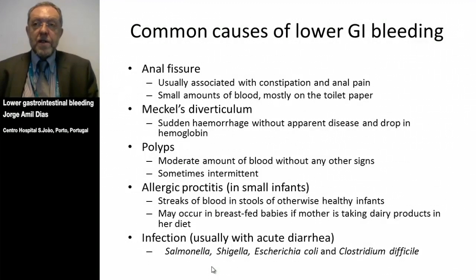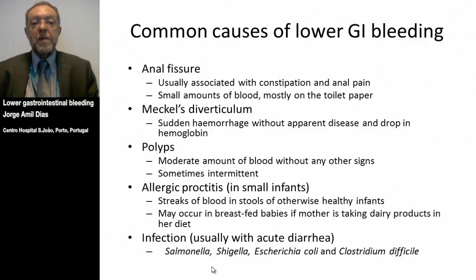After evaluating our patients, we have to keep in mind that common causes are more often the case rather than the rare causes. Therefore, we have to look for the most common causes first. If there is a lower bleeding and the patient has anal pain and constipation, then we really need to consider that the cause may be just an anal fissure. If there are small amounts of blood, mostly on the toilet paper, not mixed directly with the stools, again, these are signs that suggest anal fissure rather than any other lesion.